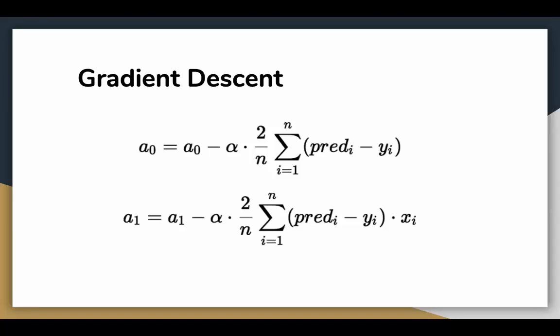Now to understand how partial derivatives work, you would require some calculus, but if you don't, it is alright. You can take it as it is. The partial derivatives are the gradients and they are used to update the values of a0 and a1. Alpha is the learning rate here, which is a hyperparameter that you must specify.